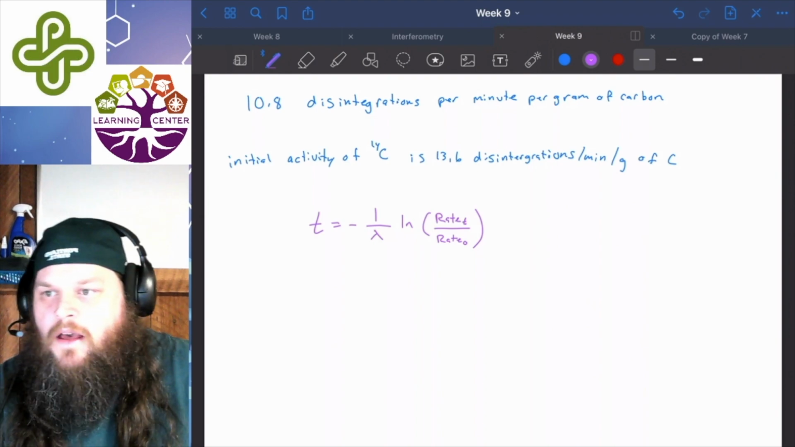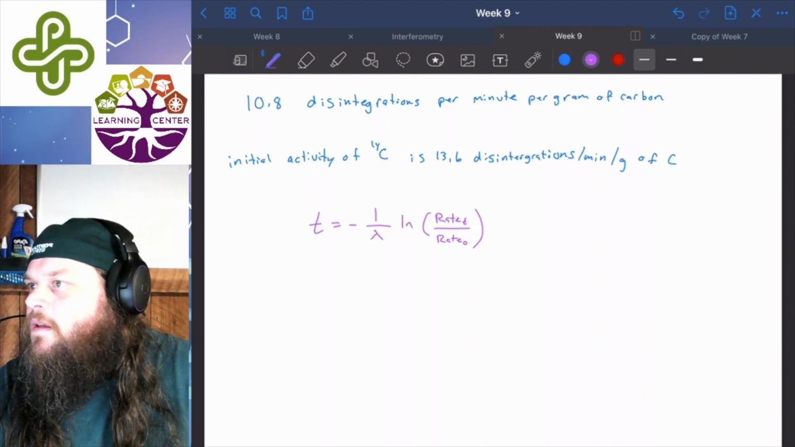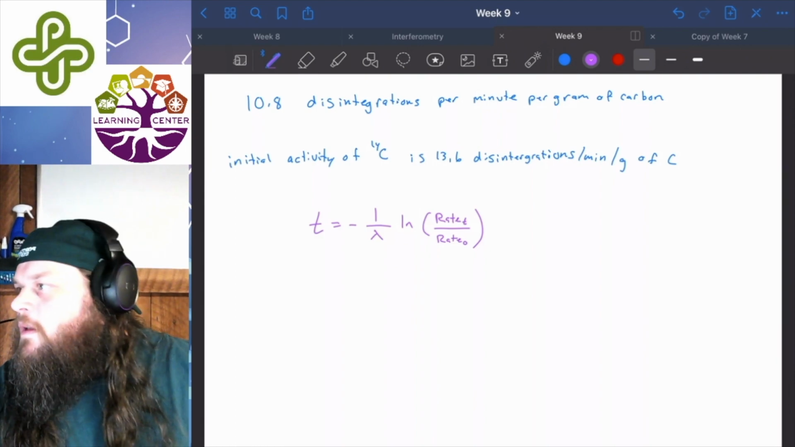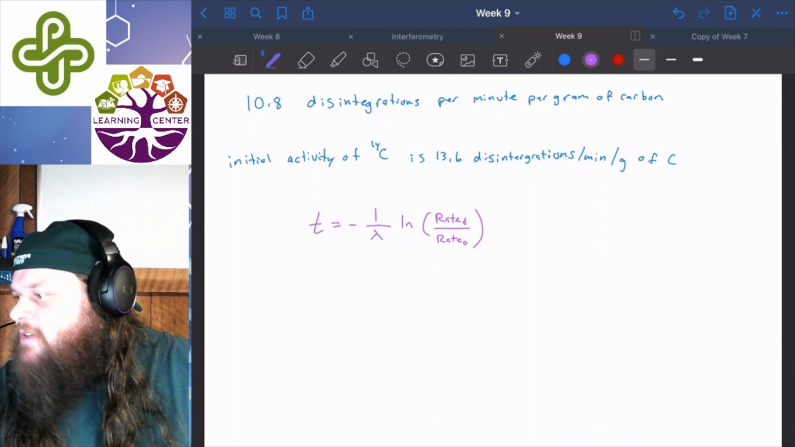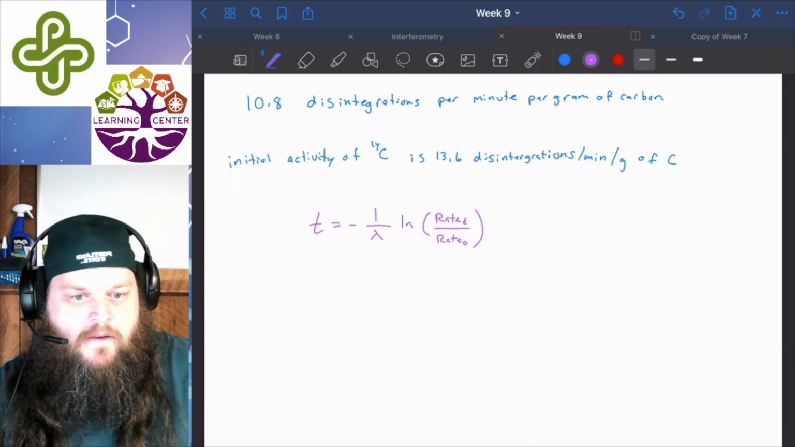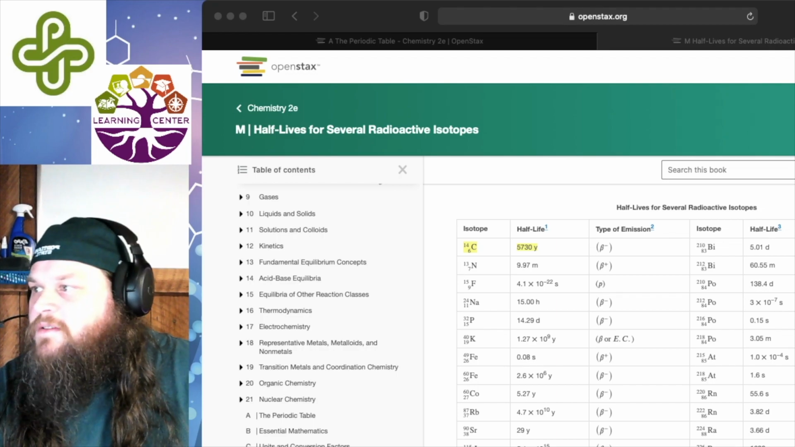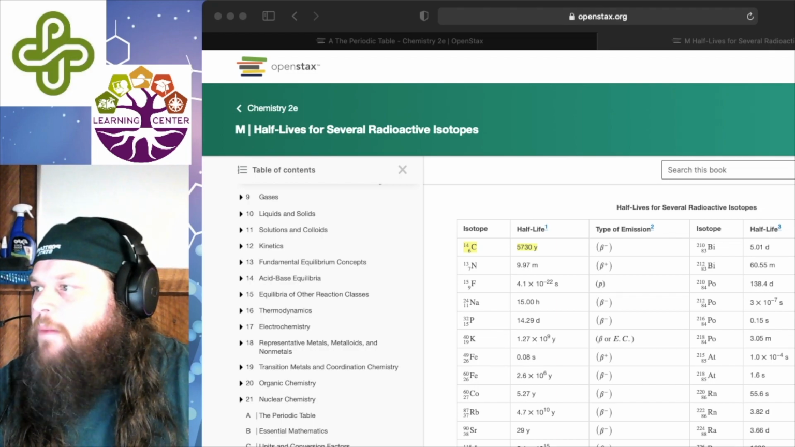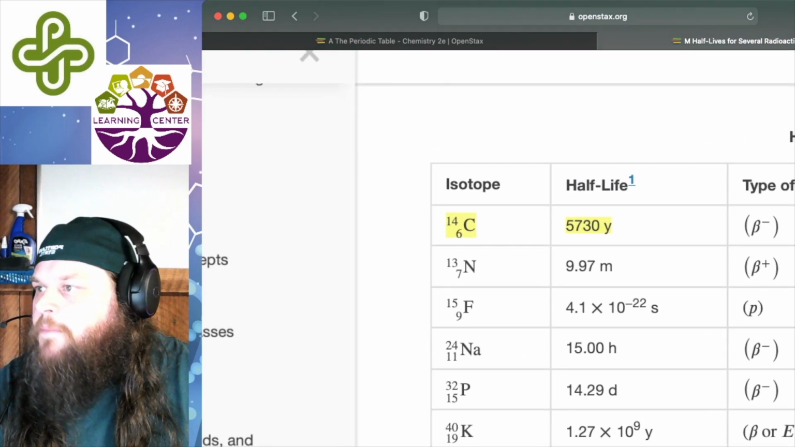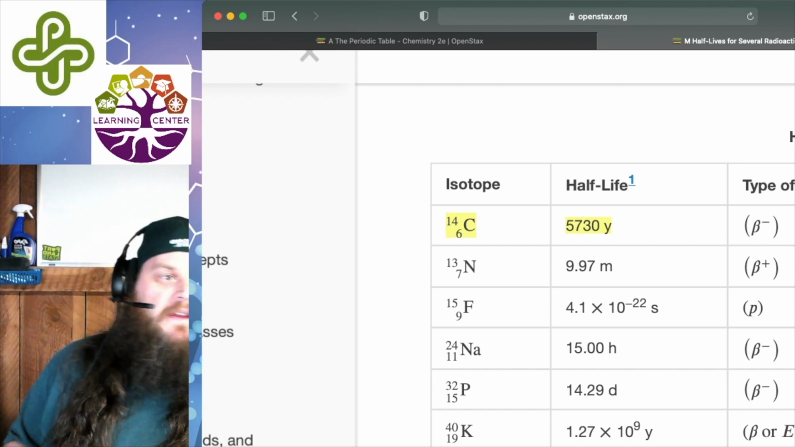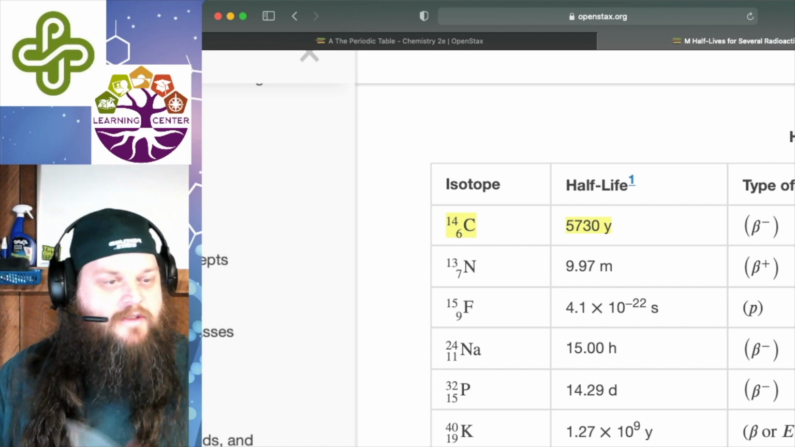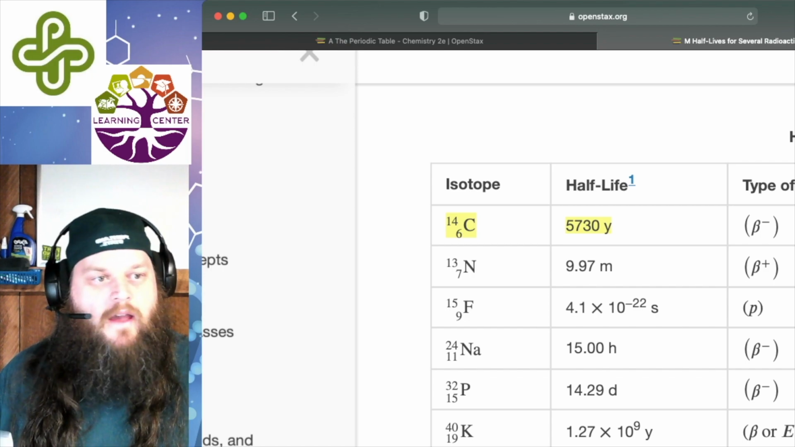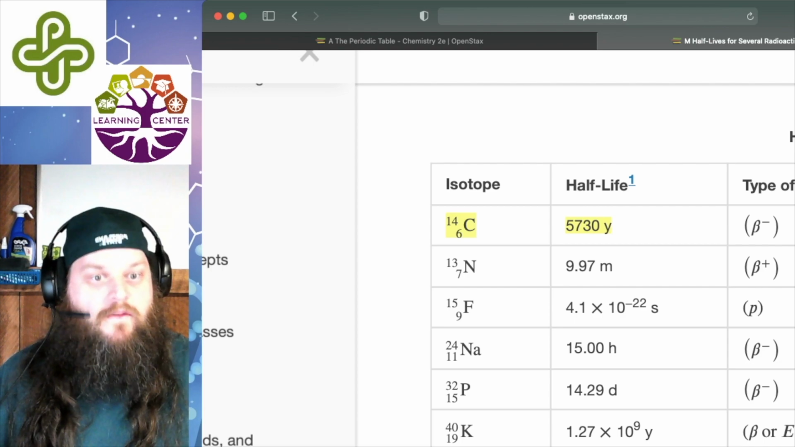And if we look up carbon, the textbook has the half-lives of several things in the back of it. And you see carbon up here at the top. It's a beta emission, but it has a half-life of 5,730 years. Part of the reason we use it is it's very abundant in our universe, or especially on our planet, and it has a very long half-life. So we can use it to date things that are very, very old.